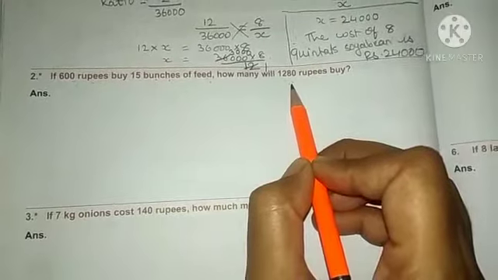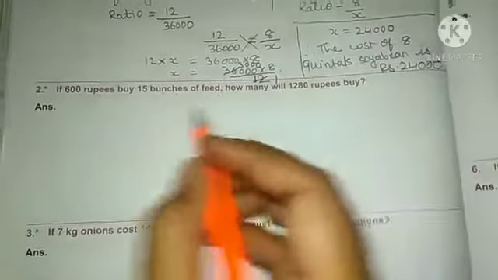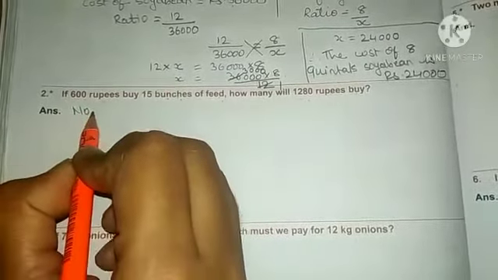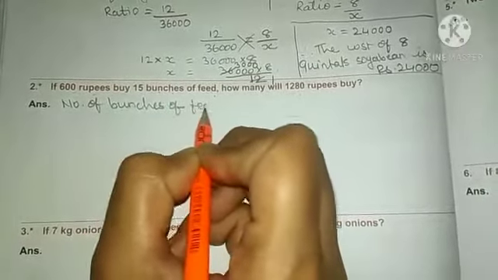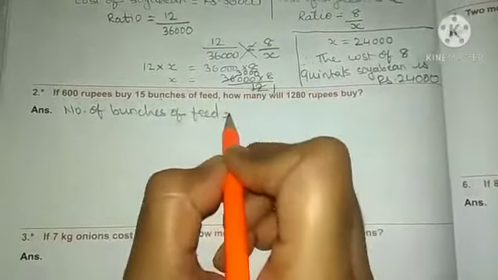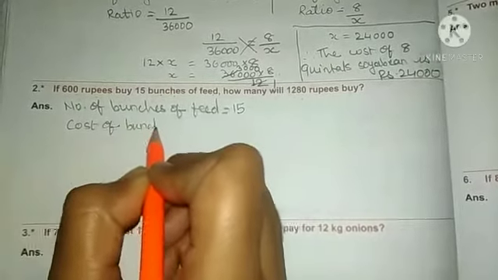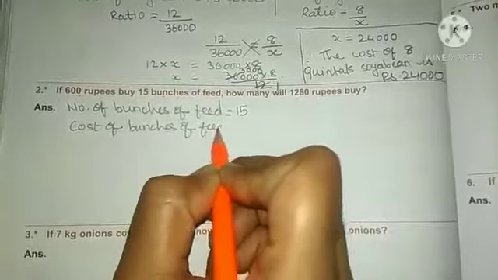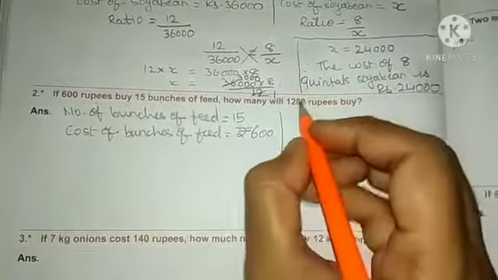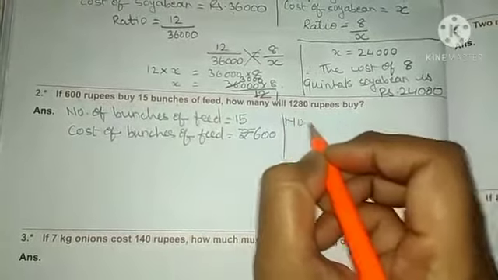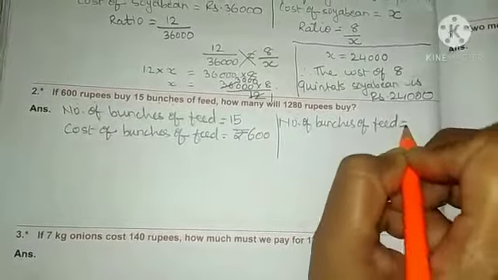So again it is your direct proportion. First quantity increases, second quantity will also increase. So see how you are going to do. First of all we will write down what is given in the question, that is number of bunches of feed. What is given? That is 15. Clear? What is the cost of these bunches is given? Cost of bunches of feed is given, that is rupees 600.